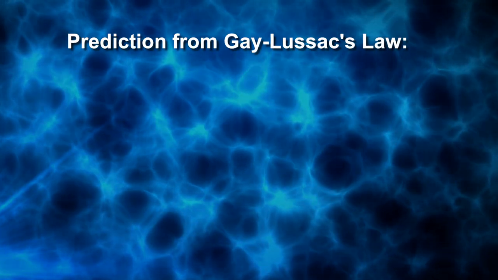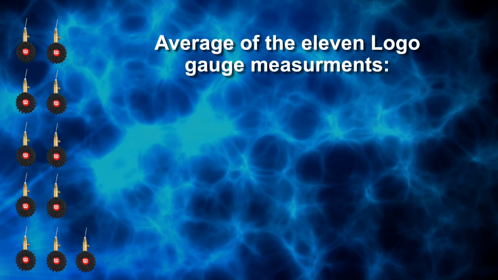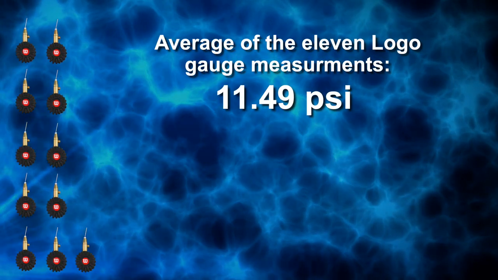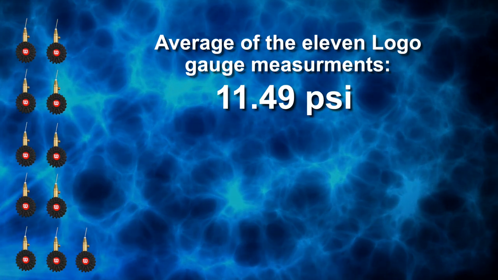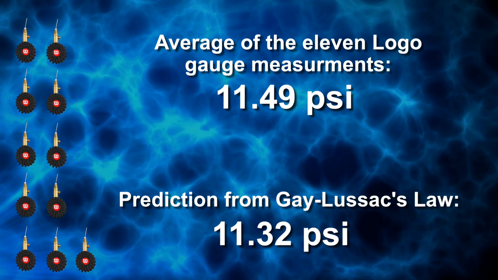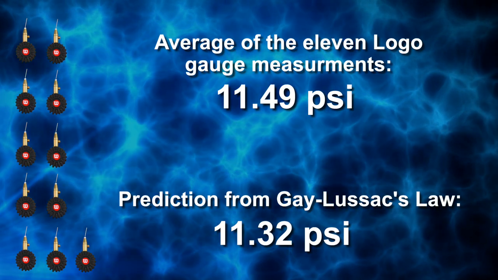Okay, what did you get for the average of the 11 measured values with the logo gauge? I got 11.49 psi for the average. So to summarize, our prediction from Gay-Lussac's law was 11.32 psi, and the average of the 11 logo gauge measurements was 11.49 psi. So for the next activity, I want you to discuss amongst yourselves, based on this application of Gay-Lussac's law and the measurements, do you think the Patriots footballs were illegally deflated?